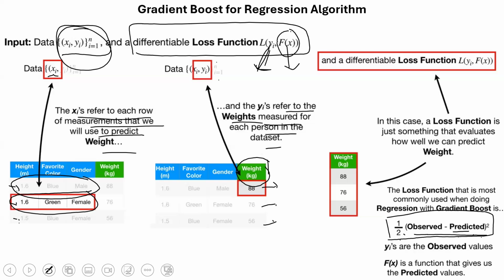So how do we predict these values f of x? You have already seen that process, but mathematically you have to see it. The input is xi and yi, for i equal to 1 to n, and also a differentiable loss function. You can even change the differentiable loss function, but for the gradient boost algorithm, the loss function is 1 by 2 into (observed minus predicted) whole square.